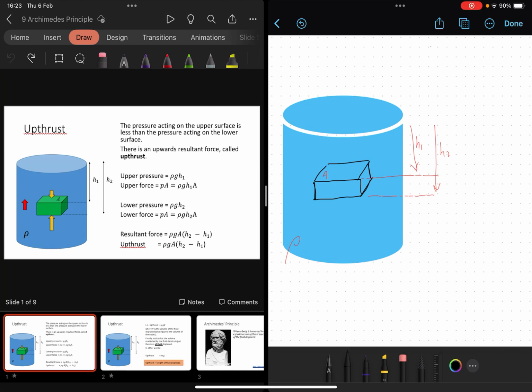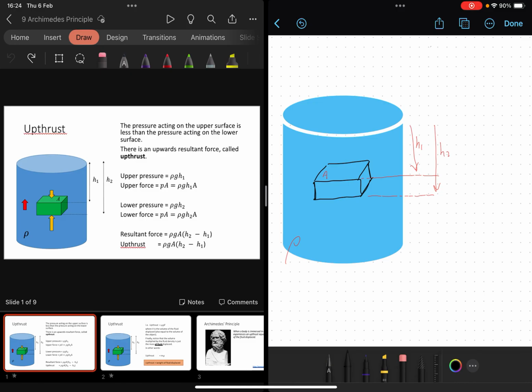This is the second part of a two-part series looking at density, pressure and upthrust, and the focus in this video is to consider upthrust, and we're going to have a little look at some of the thinking that Archimedes did many years ago.